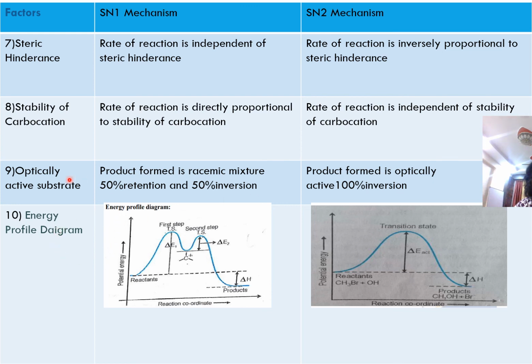Now let's see the energy profile diagrams. Here for the SN1 mechanism, the energy profile diagram has 2 peaks, while here it is just 1 peak. So this shows 2 steps and this shows 1 step. And it has 2 activation energies here, delta E1 and delta E2, while here it has only a single activation energy.